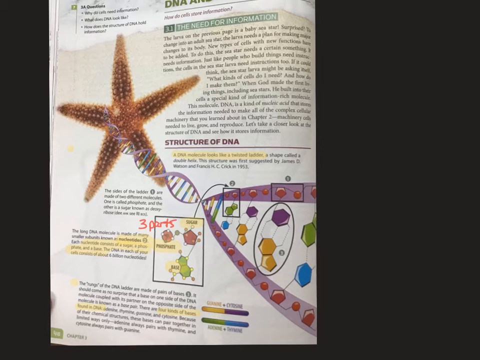But there are 4 kinds of bases found in DNA. Okay? You don't need to know what they are right now. You just need to know that there are 4 kinds of bases found in DNA. Just the number 4 there. There are 4 kinds of bases found in DNA. All right, now let's move on.